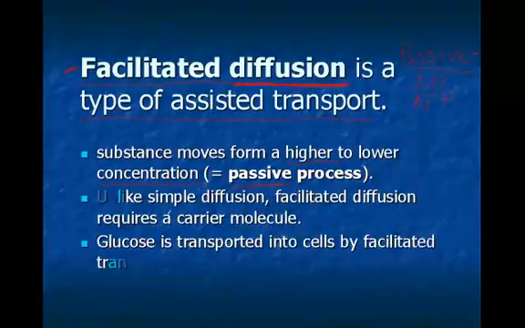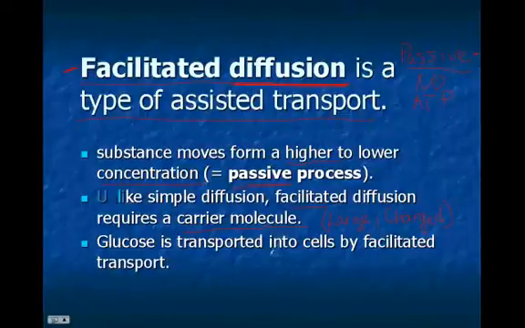Okay, unlike simple diffusion, like carbon dioxide and oxygen that just move right across the membrane, facilitated diffusion is where we have something that requires a carrier molecule. This is something that's moving down its concentration gradient, but unfortunately, it can't get across the membrane because, you guessed it, it's large, or it's charged, or it's both large and charged.